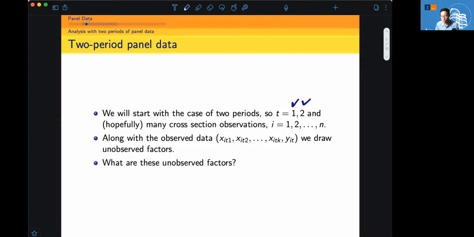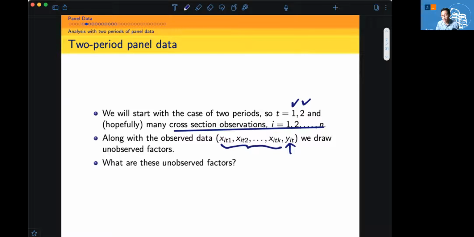And in the case that we're going to discuss, the data set is actually 5 years apart. But it still holds that you observe the same unit in T and then T plus 5. So basically you still have 2 periods. And then hopefully we're going to have many cross-sectional observations, which is i equals 1 to n. Now, when we observe the data, we will definitely observe the outcome variable of interest. We're also going to be able to identify the explanatory variable of interest.